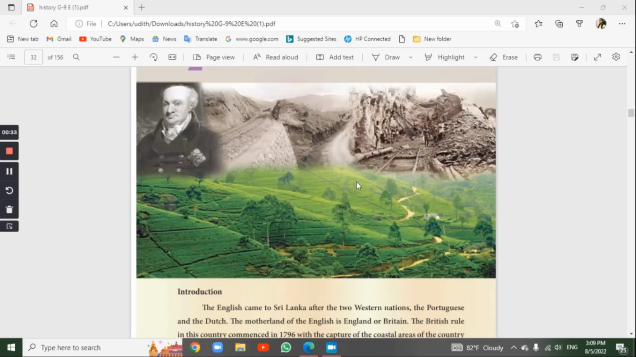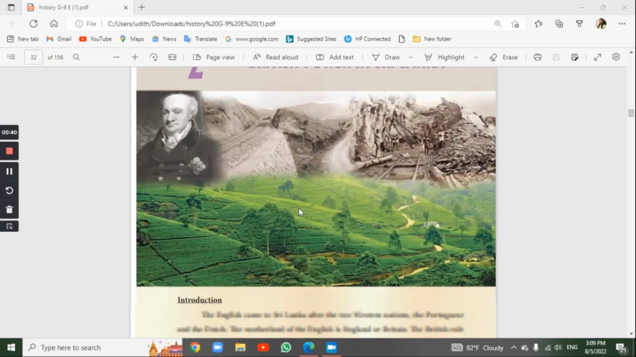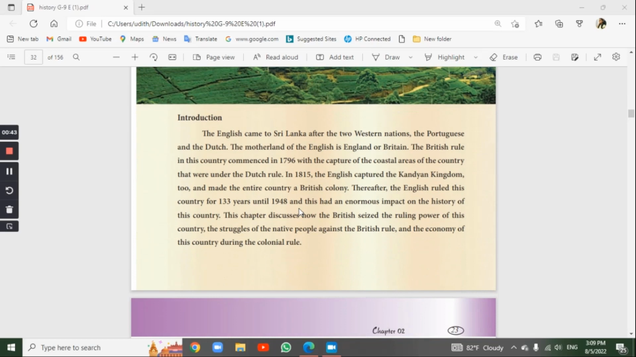In this lesson we are going to talk about how the British power was established in Sri Lanka. As the introduction, before the British came, there were two Western nations who came to Sri Lanka. They are the Portuguese and the Dutch. The motherland of the English is England or Britain. And what do you think about the motherland of the Dutch? It is Holland or the Netherlands.